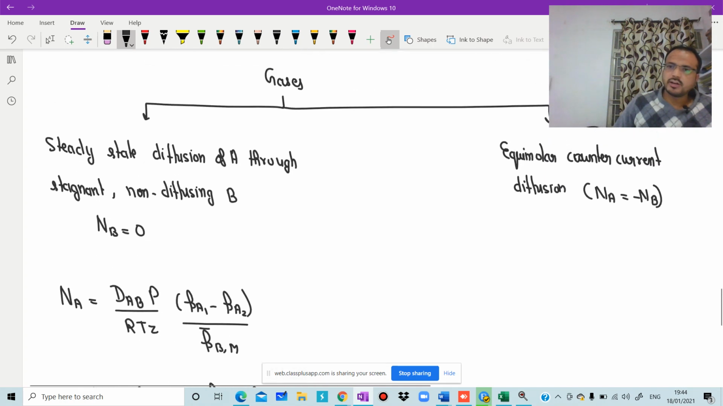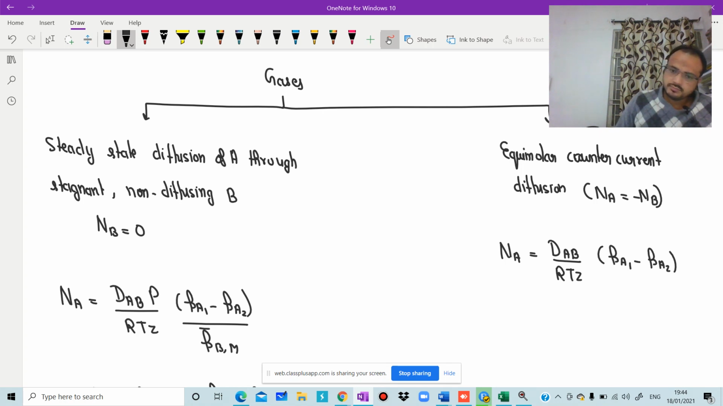And in equimolar counter diffusion, Na is equal to DAB by RTZ into PA1 minus PA2. One more thing: in this case, we have DAB is equal to DBA, or Na plus Nb is equal to 0. In GATE 2015, they asked this question for 1 mark.